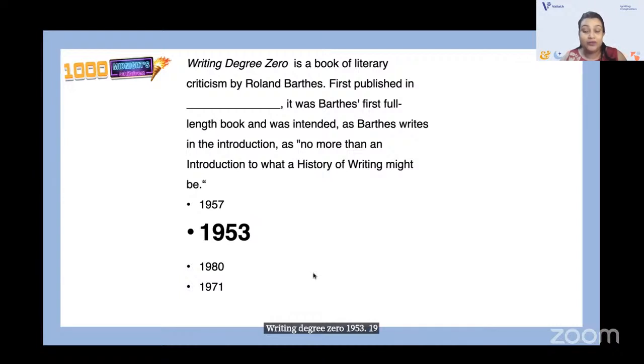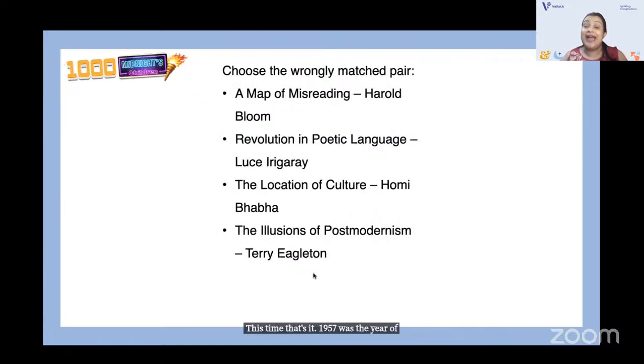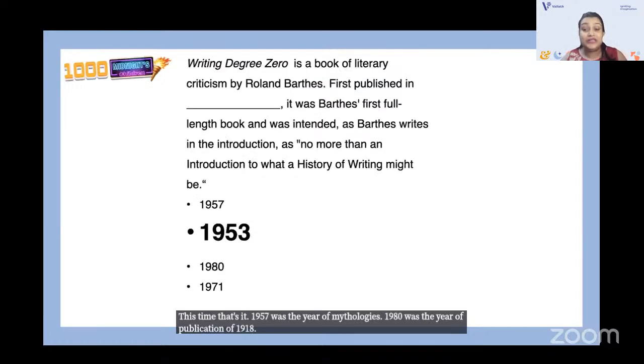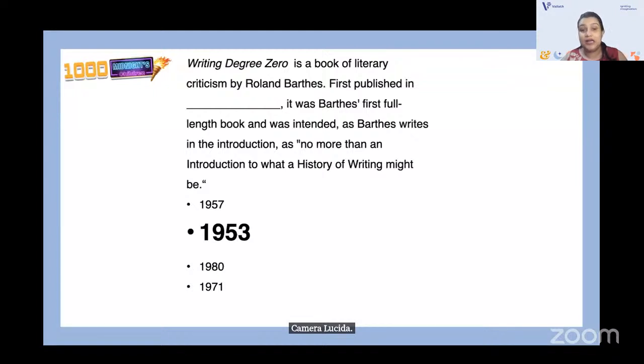1957 was the year of publication of Mythologies. This time they asked it. 1957 was the year of Mythologies. 1980 was the year of publication of Camera Lucida. There is also a very important work by Roland Barthes.